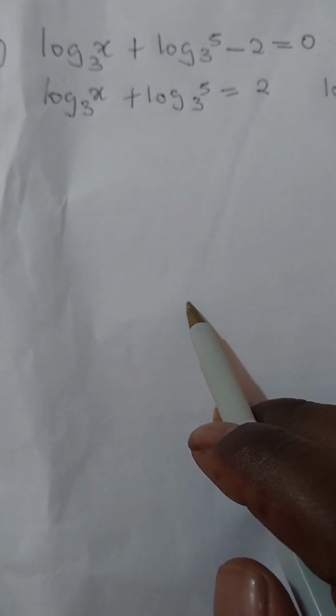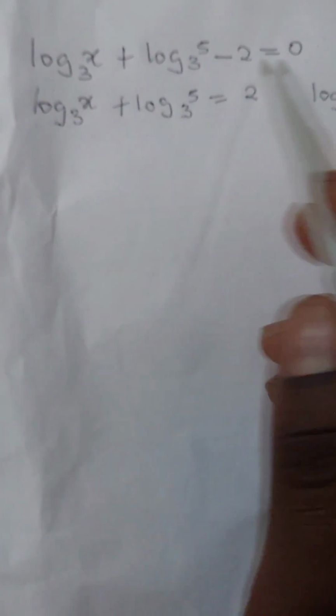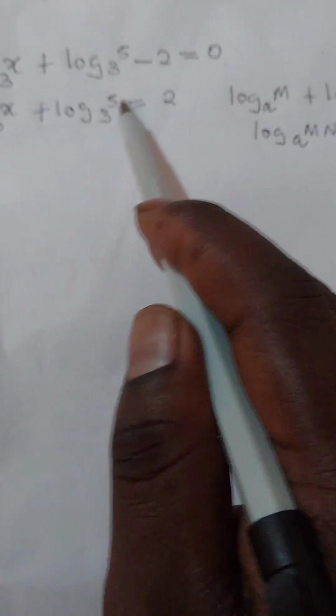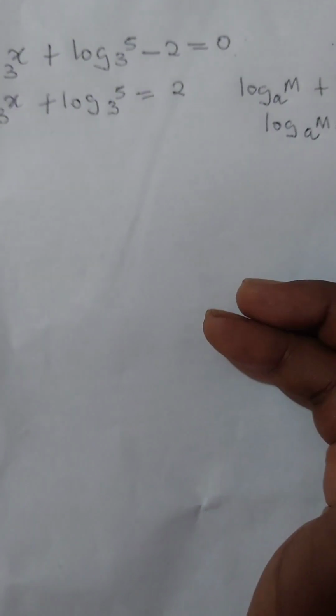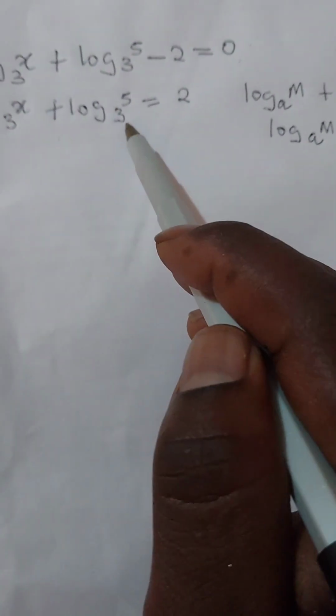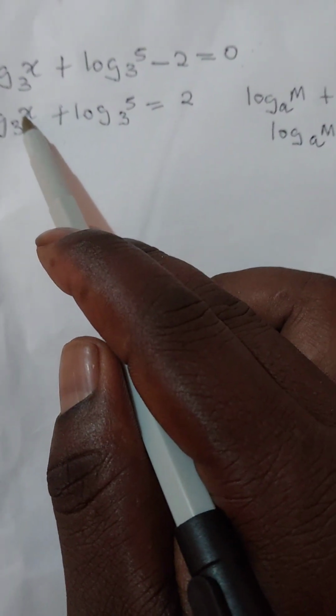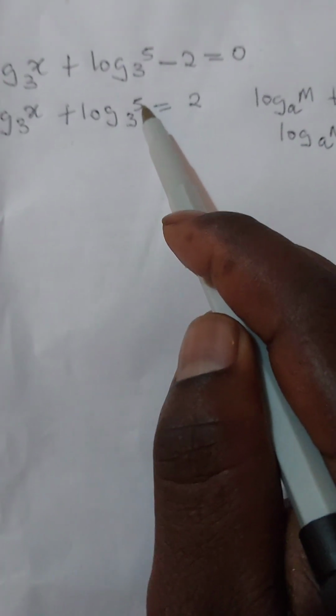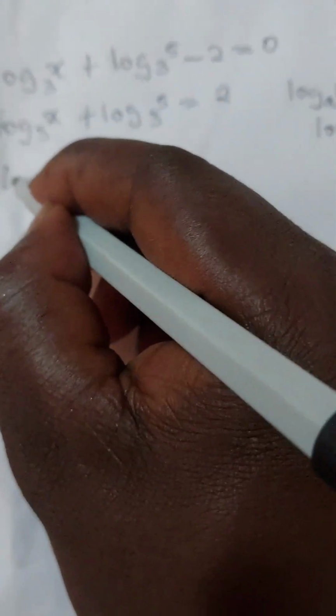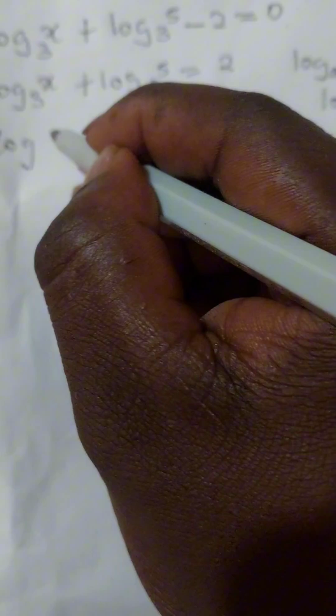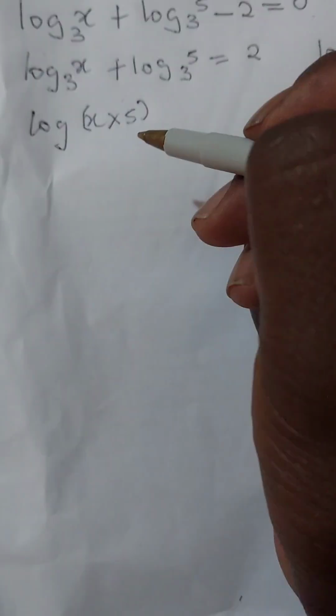So going back to our problem, we can take this to be our m and this to be our n, and this is our a, same base 3 and 3. So we are simply multiplying x and 5, and we get log x times 5. We can put brackets, under base 3. This is equal to 2.